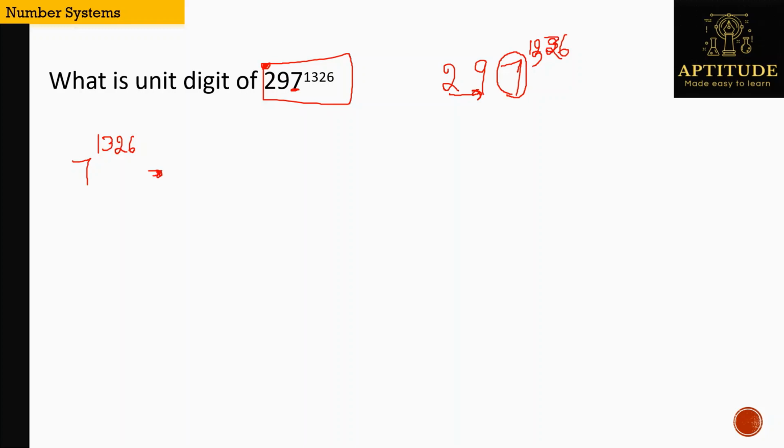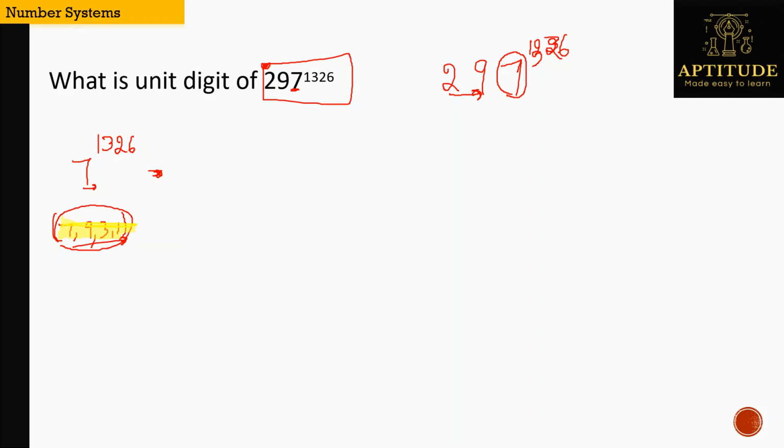So for this, how to use the power cycle? First of all, write down the power cycle of 7. That's nothing but 7, 9, 3, 1. Right, here it is. So the power cycle of 7 is 7931, which means the unit digit may be either 7, or else 9, or else 3, or else 1. So how to conclude which number is the perfect one?